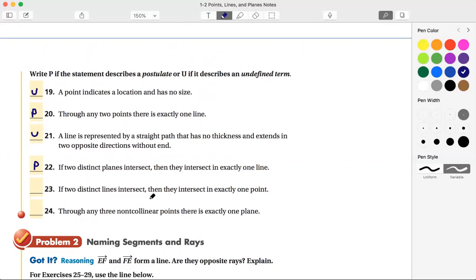23, if 2 distinct lines intersect, then they intersect at exactly one point. That's a postulate we just discussed. 24, through any 3 non-collinear points, there is exactly one plane. And that is a postulate we just discussed.